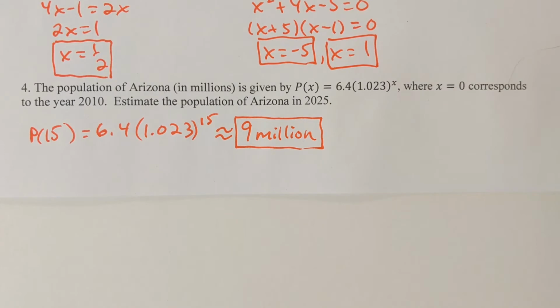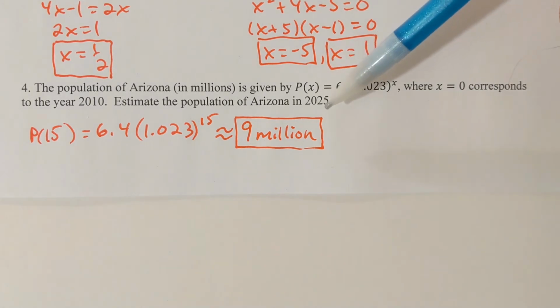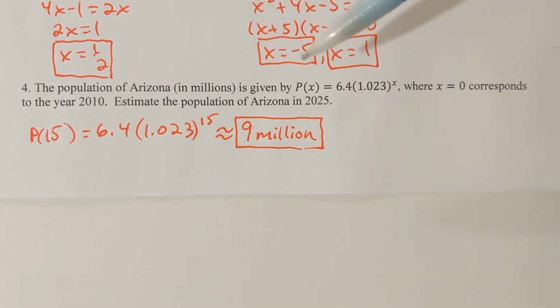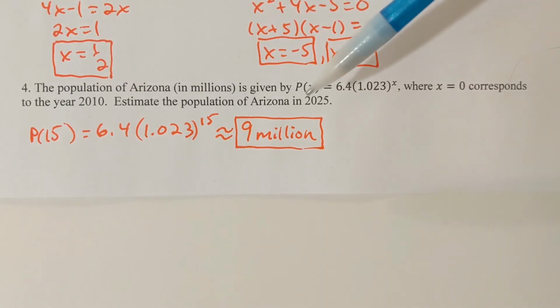The population of Arizona, which is in millions, is given by the function p of x, where x equals 0 corresponds to the year 2010. Estimate the population of Arizona in the year 2025. Okay, so this is an exponential function, and x would be the number of years after 2010. So if I want to know what's going on in 2025, it's been 15 years since 2010, and I would just simply plug 15 into the function. And then I go to the calculator.